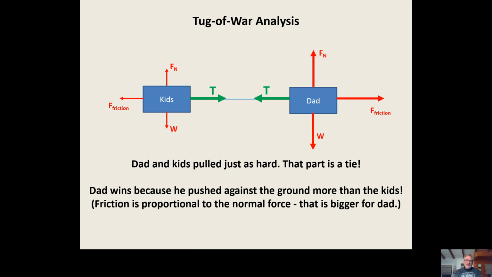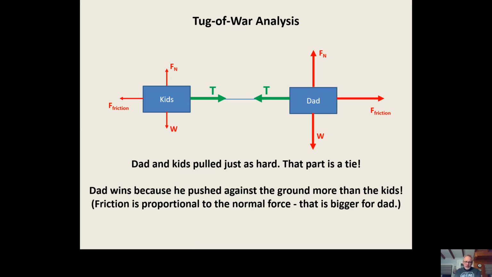It turns out, we haven't seen this yet, that friction is going to be proportional to the normal force, okay? Since Dad is much heavier, Dad has a bigger normal force than the kids, Dad's going to have the bigger friction force. Dad wins because friction is bigger.